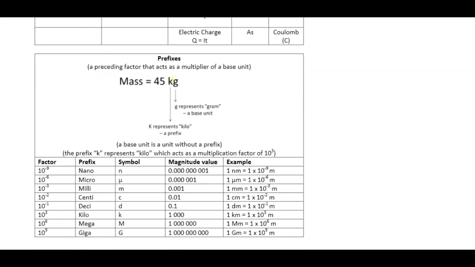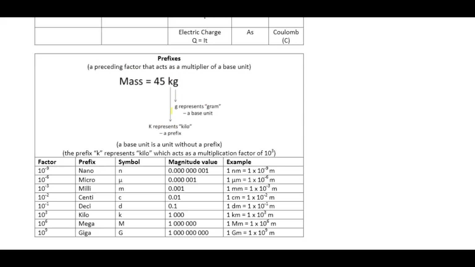So now we'll go on to what prefixes are. For example, let's look at this example: mass equals 45 kg. The g here represents gram. Gram is a base unit, and the k represents kilo. The kilo is a prefix. A kilo is a preceding factor, something that comes before a base unit, so that's why I use the word preceding. Why is it a factor? Because it acts as a multiplier of a base unit.